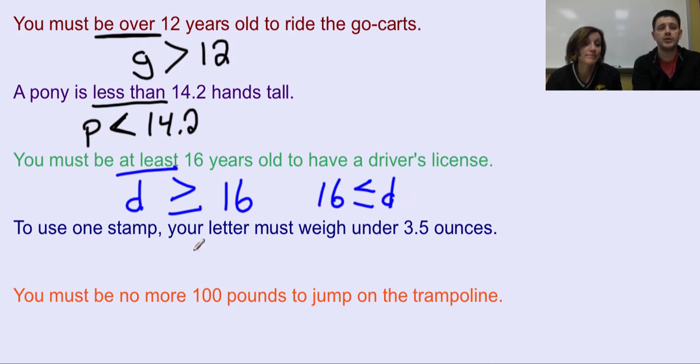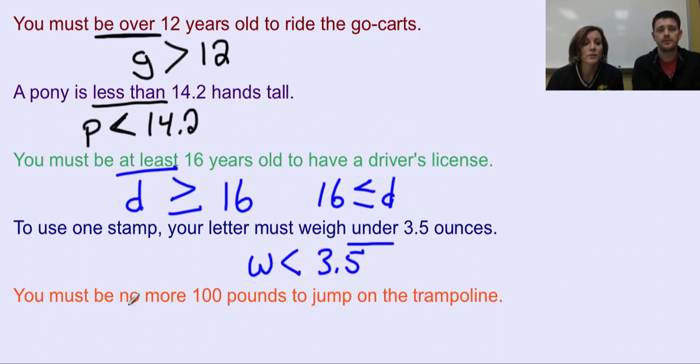Yeah. To use one stamp, your letter must weigh under 3.5 ounces. So we have the weight and we have 3.5. We want to be under 3.5, so it can't be 3.5. It has to be less than 3.5.